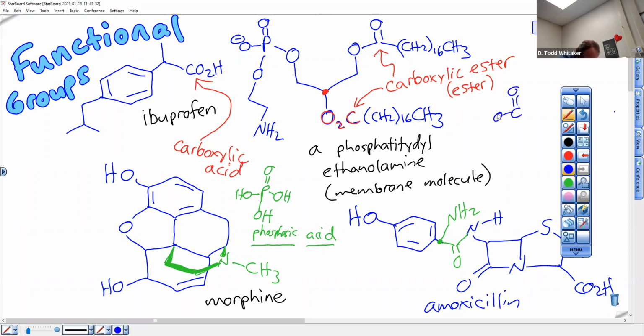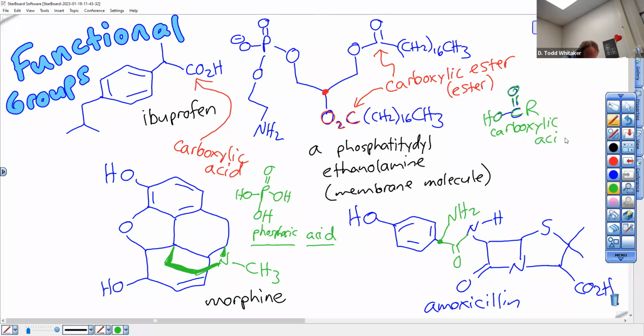I should do it in green as well. What kind of acid is this? I'm putting R here. R is like a variable. It doesn't matter what R is. That functional group is what? Carboxylic acid.